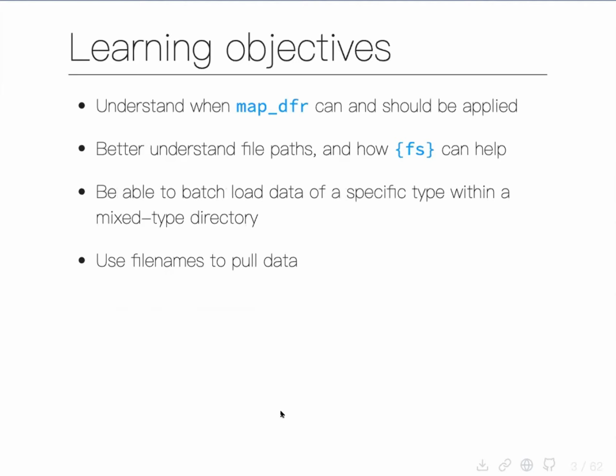All right, so the learning objectives for today are to understand map DFR as opposed to map or map double or map int or any of those, and when it should be applied. Better understand file paths and specifically the FS package and how it can help you manage file paths, and then be able to batch load data of a specific type within a mixed type directory.